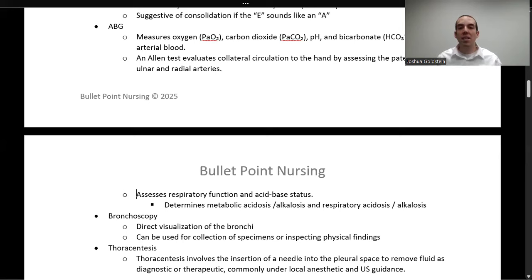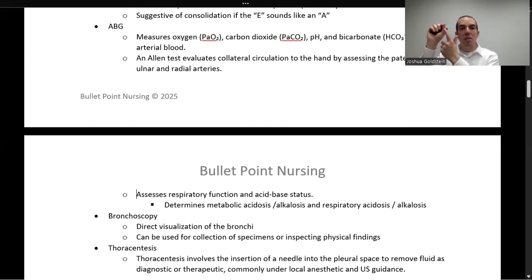There is something called the Allen test, which I've seen so many times in nursing exams, so I do want to specifically mention that here. An Allen test is where we check for the patient having collateral circulation. So when we check an ABG, we're almost always using the artery over here to draw blood.